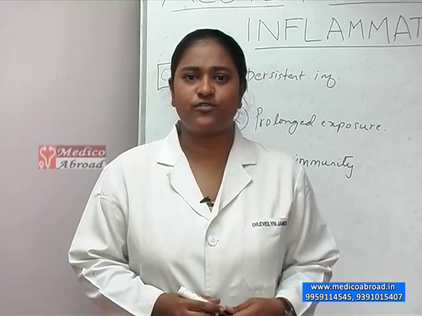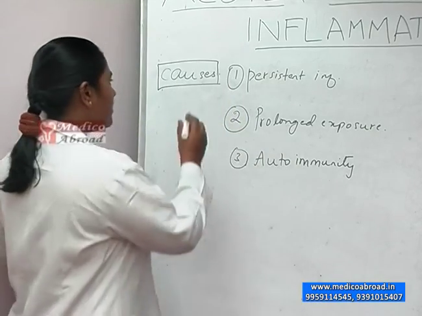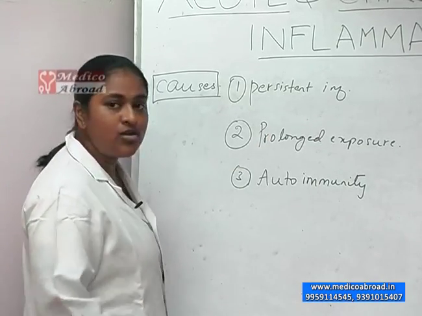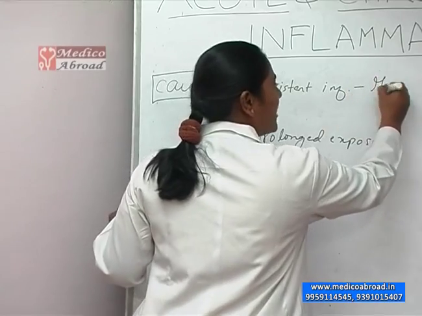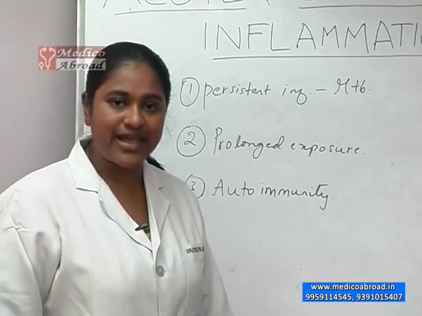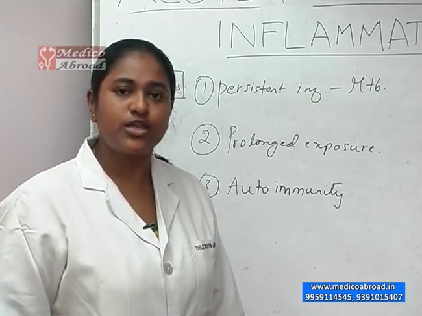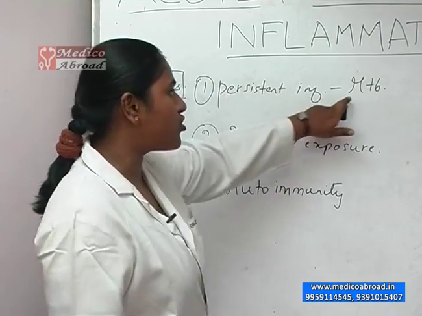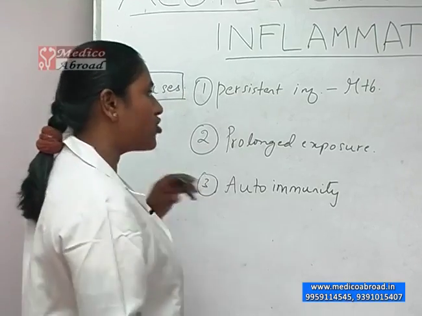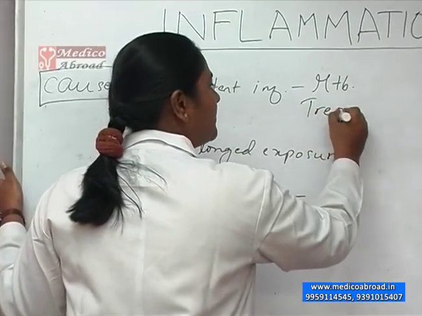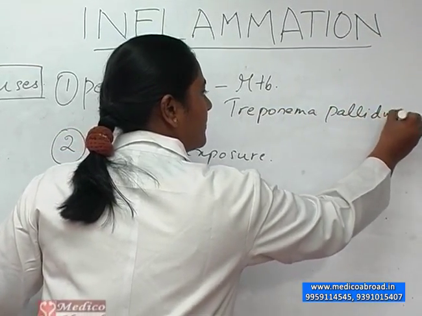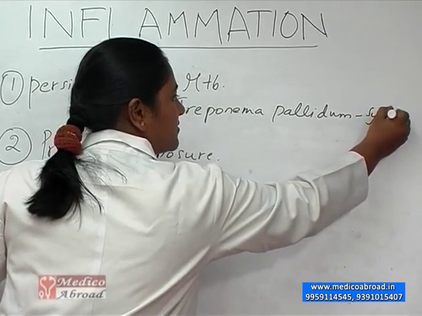Let's look at the causes for chronic inflammation. Causes may be a persistent infection, especially with certain organisms like Mycobacterium tuberculosis or MTB. This acid-fast bacillus causes tuberculosis. This is a chronic disease. Another organism which causes a chronic disease is Treponema pallidum. This causes syphilis.